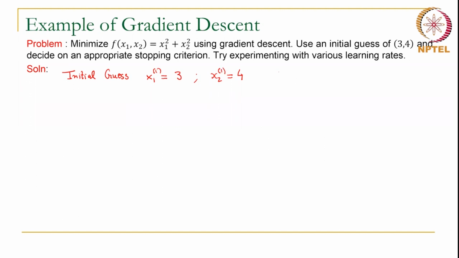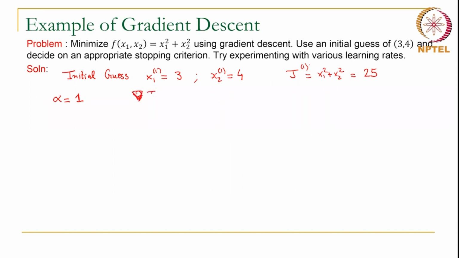The function I am minimizing, instead of f, let me call it J just for consistency. J is x1 square plus x2 square. At this initial moment, this is going to be 3 square plus 4 square. It's going to be 25. So let me set an alpha. Alpha equal to 1, let us say. Okay. So what is the gradient?